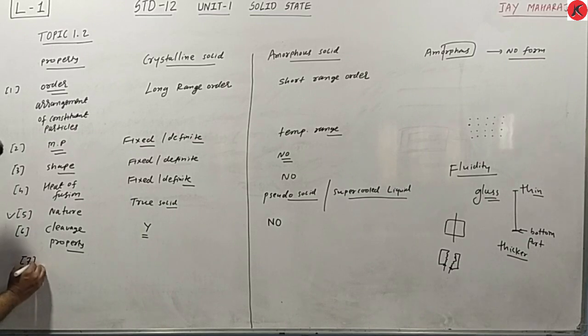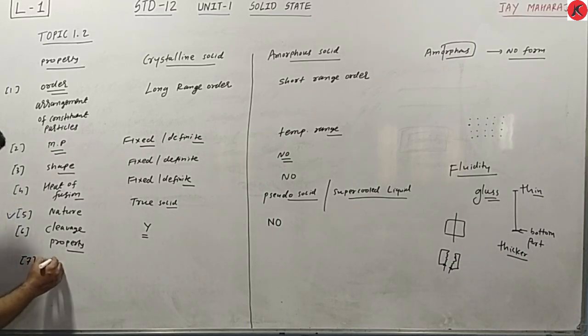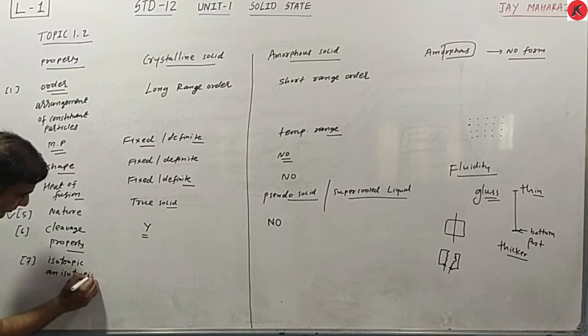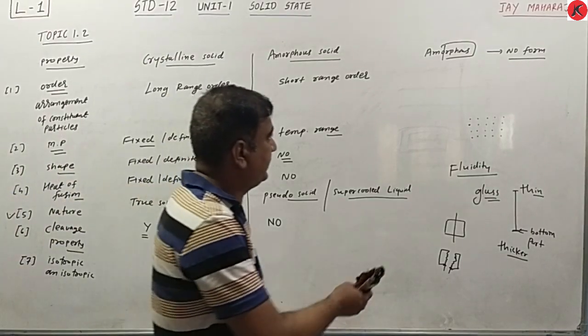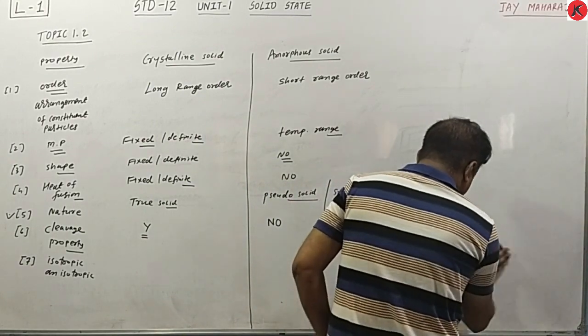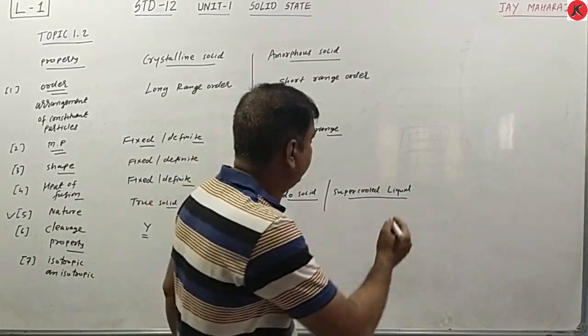Now the 7th property: nature, that means isotropic nature, otherwise anisotropic nature. We can say properties of isotropic, otherwise anisotropic. So what do you mean by the properties of isotropic and anisotropic? First we will see the structure. You are given a structure of a solid compound.